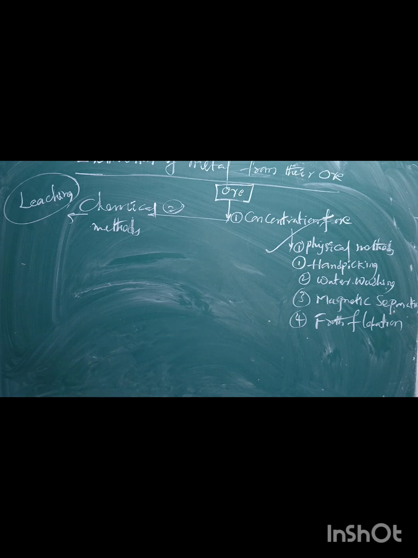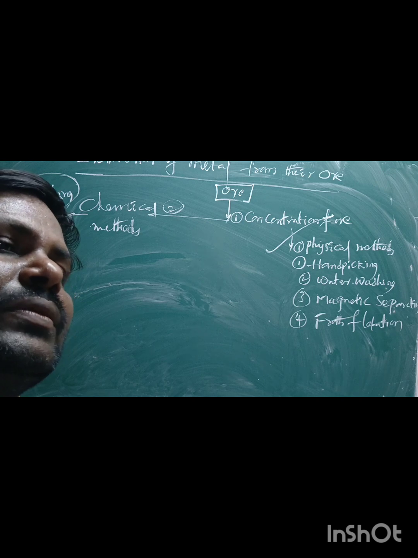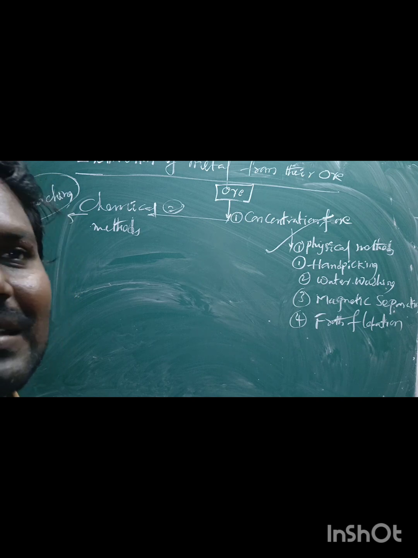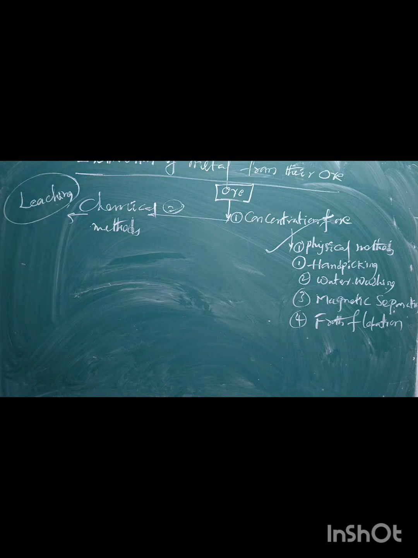Hand picking means here the selected pieces of the ore are picked by hand. We can separate the ore particles by using one of the physical properties like size, color, shape. It is picked by hand. It can be possible only if there is a variation in size and color.